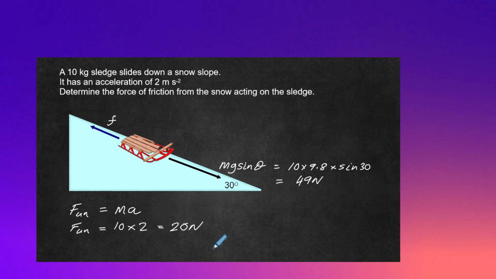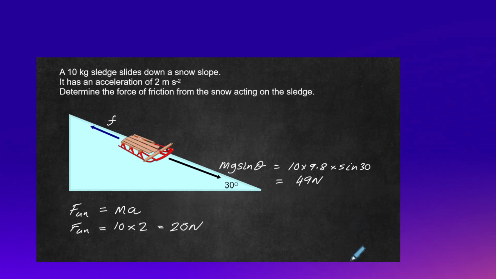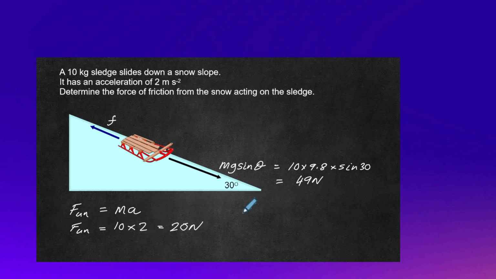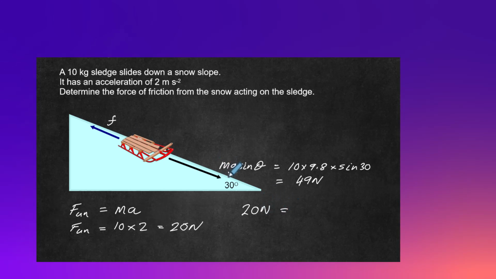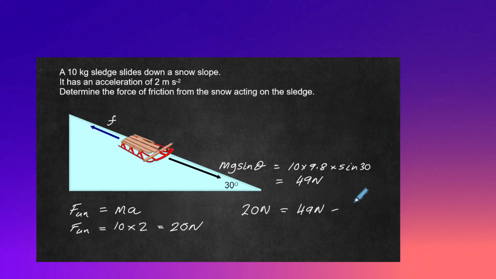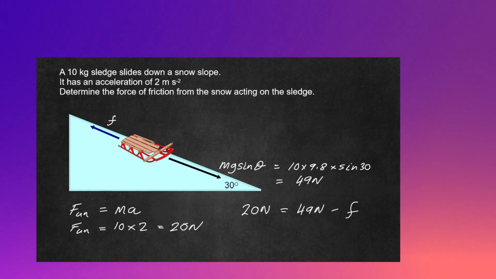But the unbalanced force is given by 49 down the way, take away the frictional force back the way. So we can make up a little equation about this one then. We can say the unbalanced force, which we know is going to be 20 newtons, is going to equal the force acting down the way, which is 49 newtons, take away this frictional force, which we don't know. But we've got a little equation here.